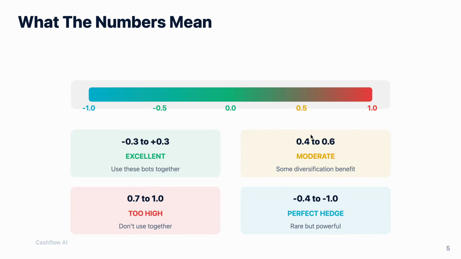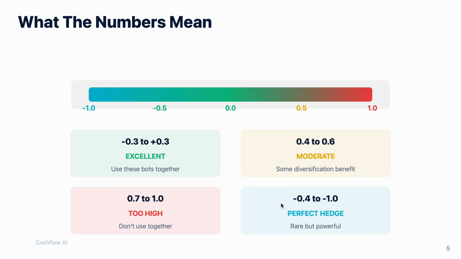Now, if they get up to 0.4 to 0.6, that's moderate, some diversification. If it gets up to 0.7 to 1, that's extremely high. You typically don't want to use these together. And if they're down to -0.4 to -1, you're looking at something that's a perfect hedge. When one does good, the other one does bad. They're pretty rare but powerful.